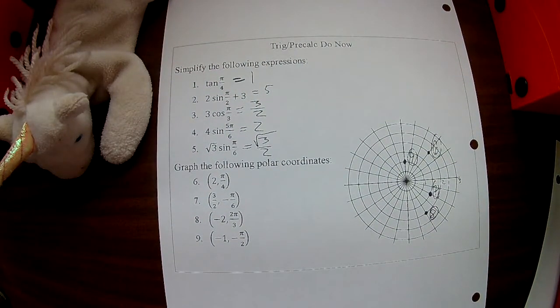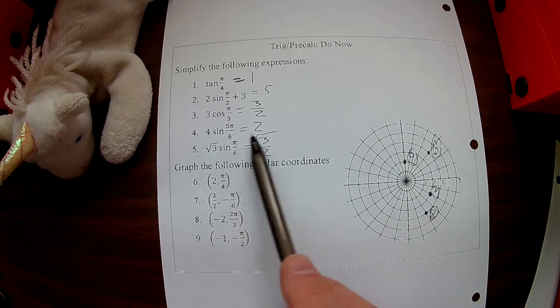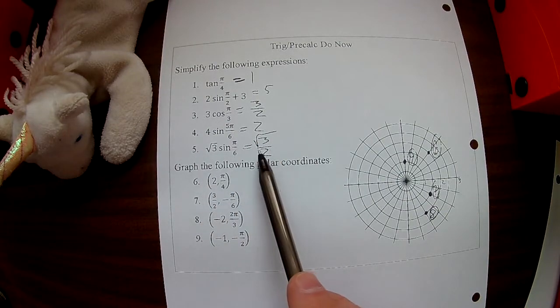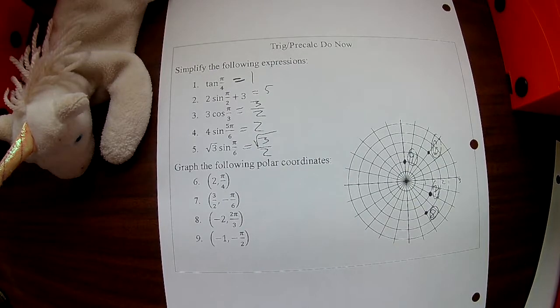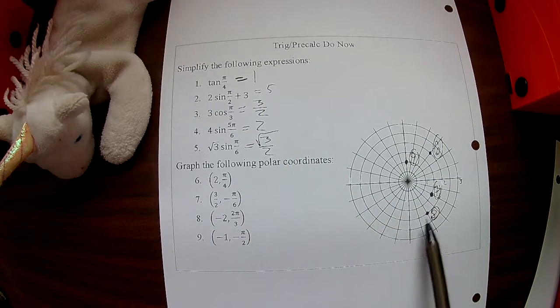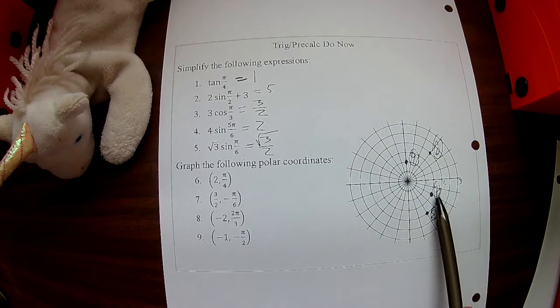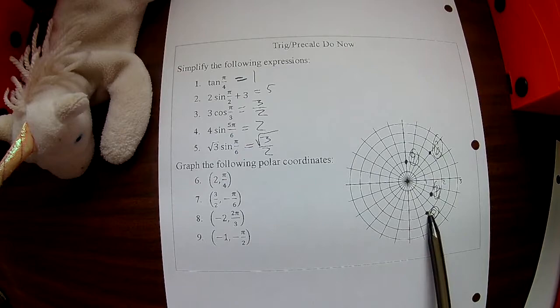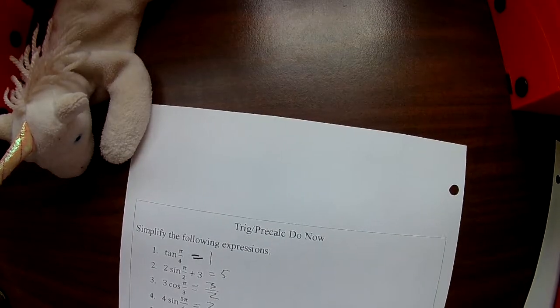They're also on the flip chart, so just note some things here. 1 is 1, 2, 5, 3, 3/2, blah, blah, blah, 4, 2, 5, root 3 over 2. If you didn't know how to do those, unit circle, guys. Use your unit circle. Graphing, note that number 6 is in the first quadrant, 7 is in the fourth quadrant, 8 in fourth quadrant as well, and then 9 right on that, what's it called, y-axis right there. Completely blanked on that one.